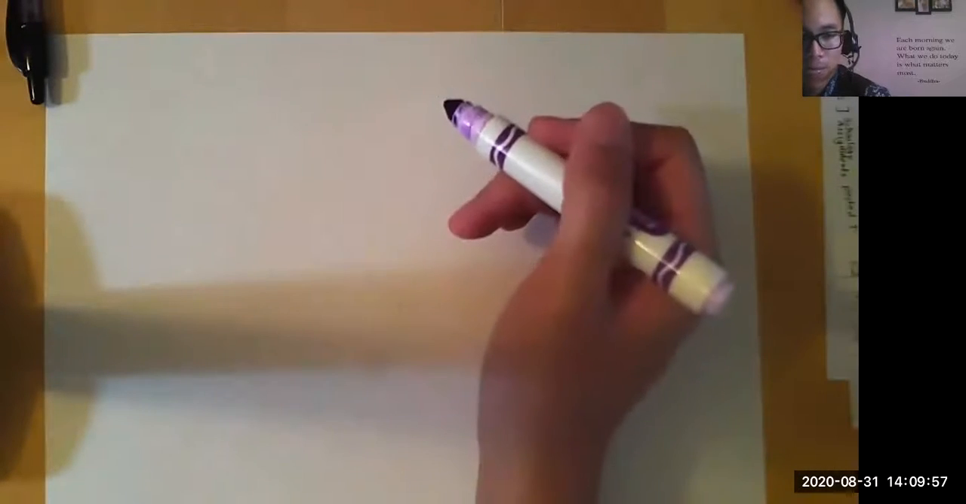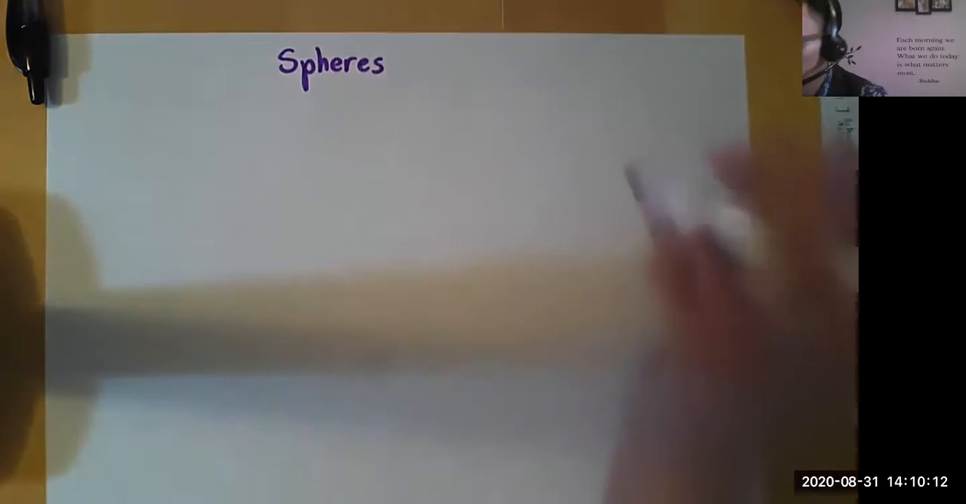All right, so this is called spheres of Earth. If you have your markers, take those out. Spheres. Actually, you know what? This might change my screen. Hopefully it doesn't. Here we go. Can you all see that? Good. Spheres of Earth.